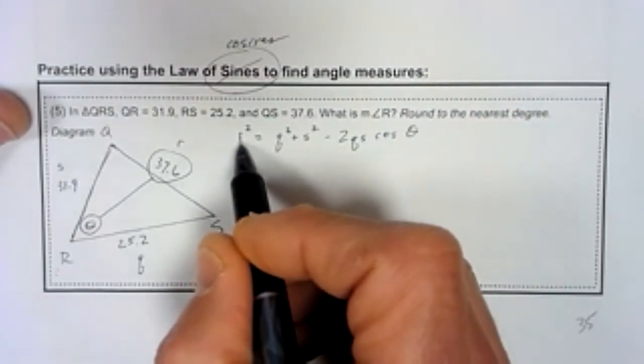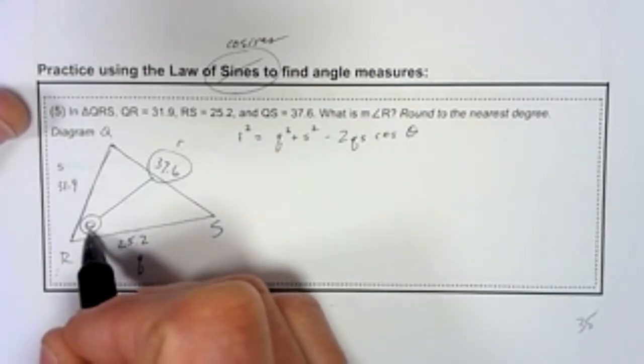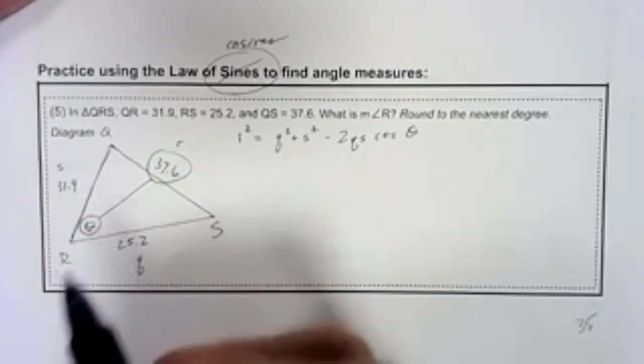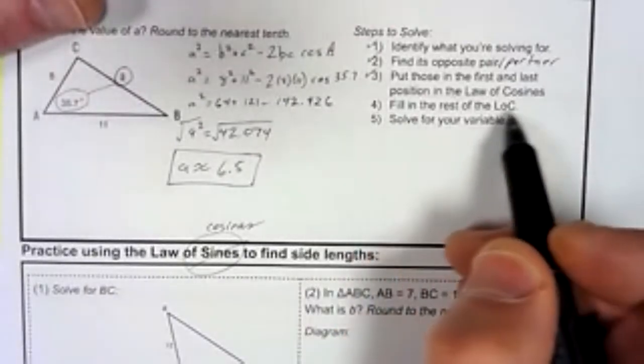So again, I've got my R here, my 37.6, and my theta over here, which is its opposite partner that I don't know, and I'm solving for. So I plugged all that in. Now my next step is to fill in the rest of the law of cosines and solve for the variable.